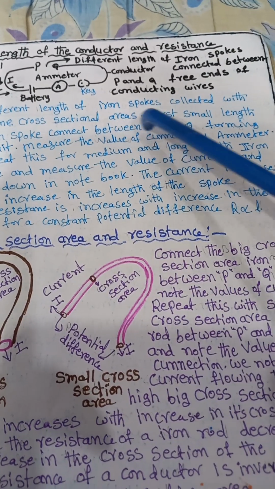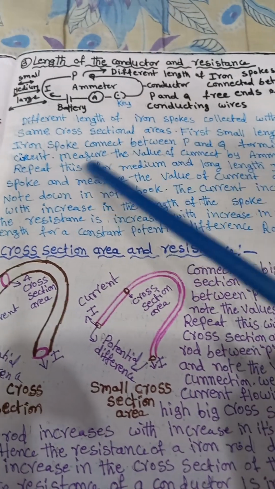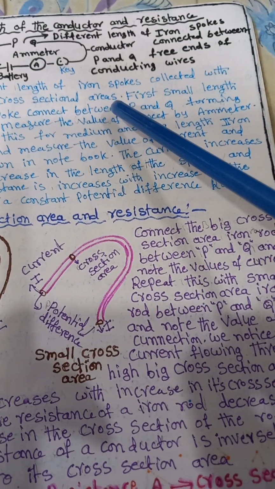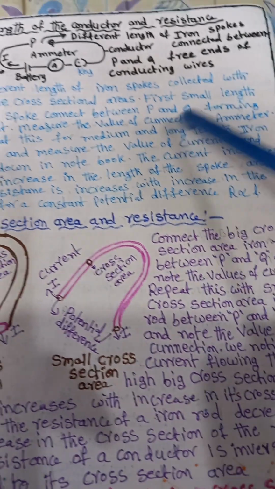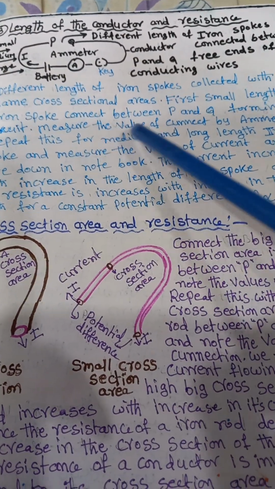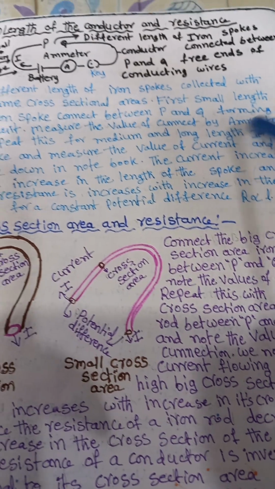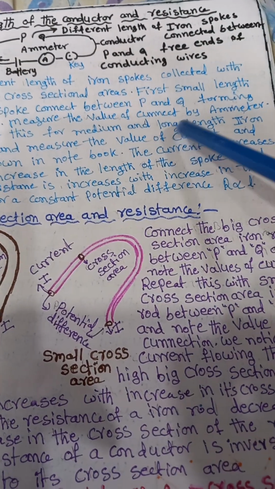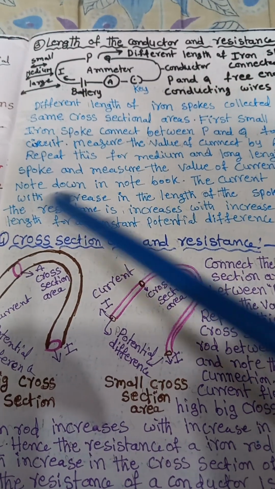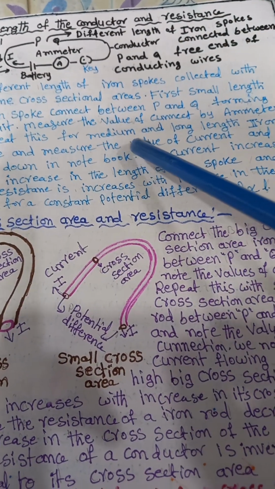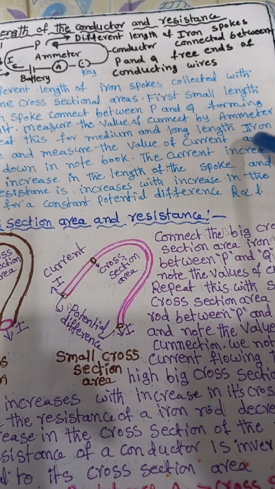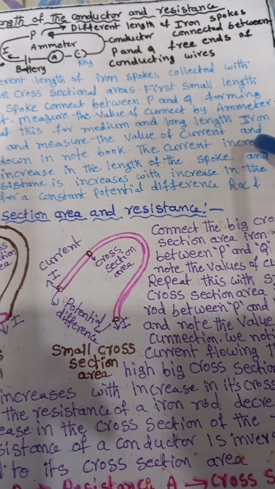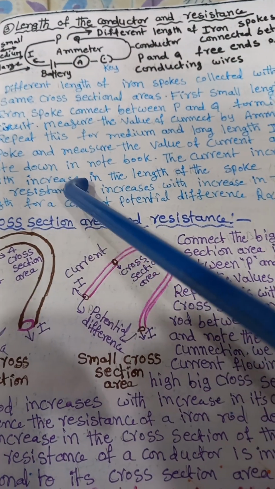Different lengths of iron spokes are collected with the same cross-sectional area. First, a small length iron spoke is connected between P and Q, forming a circuit. Measure the value of current by ammeter. Repeat this for medium and long length iron spokes and measure the value of current, and note it down in notebooks.